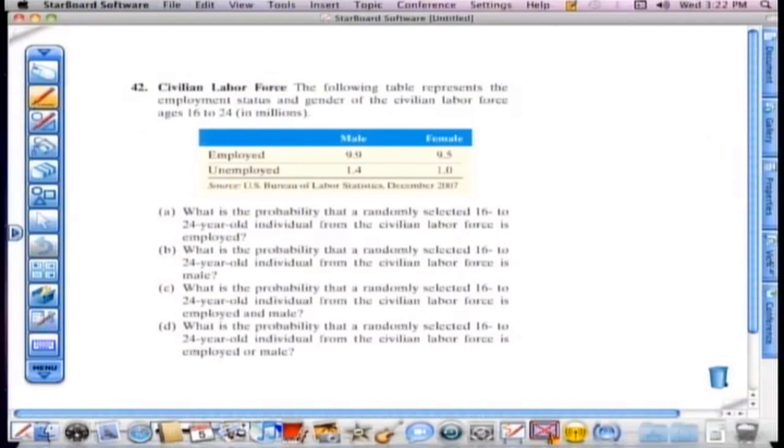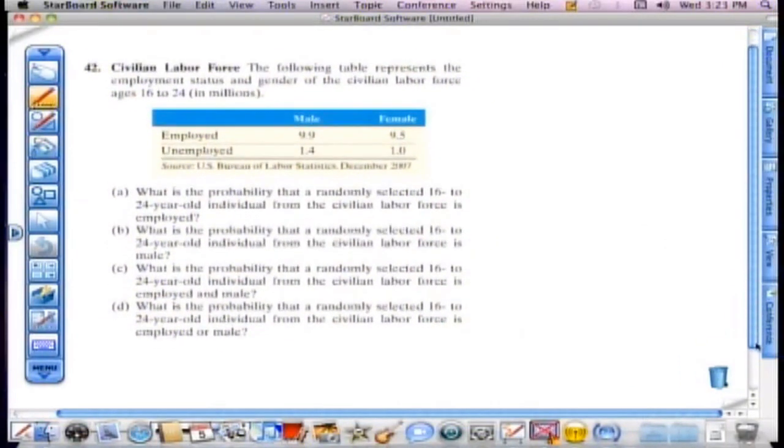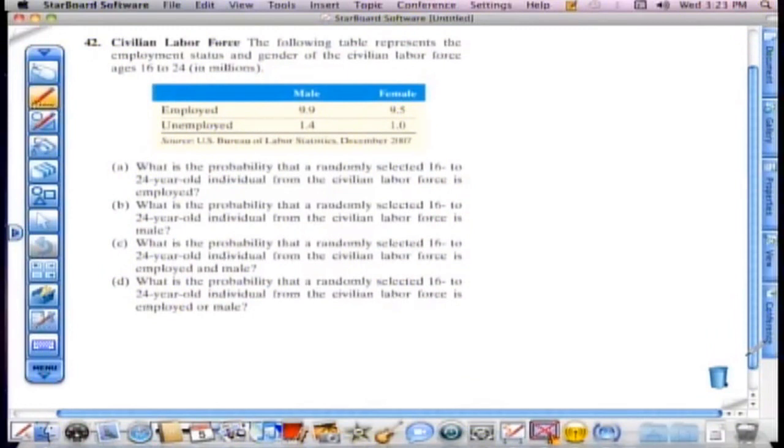So let's try a problem. This is called a contingency table, and it is a cross-classification of 2 variables. So you've got people who are employed or not, their employment status, and whether or not the person is male or female. So that's the two variable classification. And these calculations are in millions. So the first thing you want to do when you're dealing with a contingency table is do a row total and a column total.